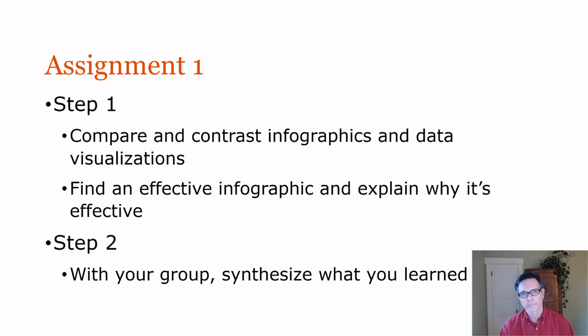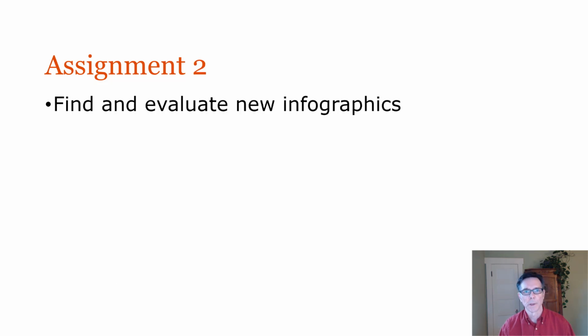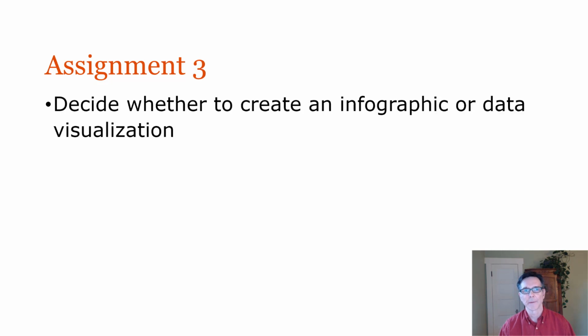In assignment 2, you'll work individually to find new examples of infographics and evaluate them using a set of criteria. This will help you understand the qualities of an effective infographic so that if you decide to use one for your project, you'll be able to create one that is effective. In assignment 3, you'll decide whether you will create an infographic or data visualization to communicate the data from your research project or other data set, and then explain your decision.